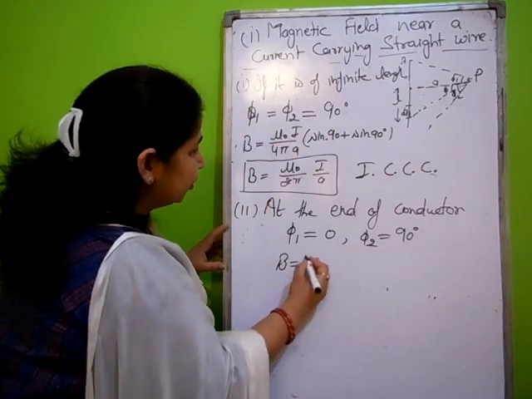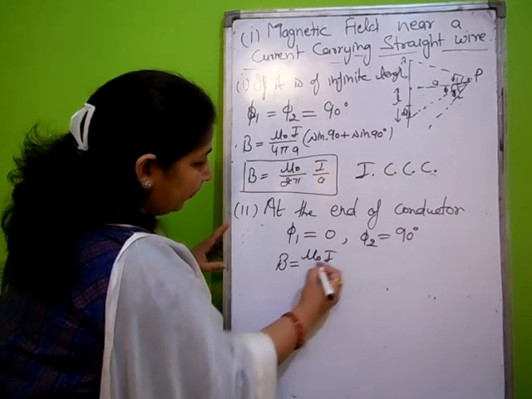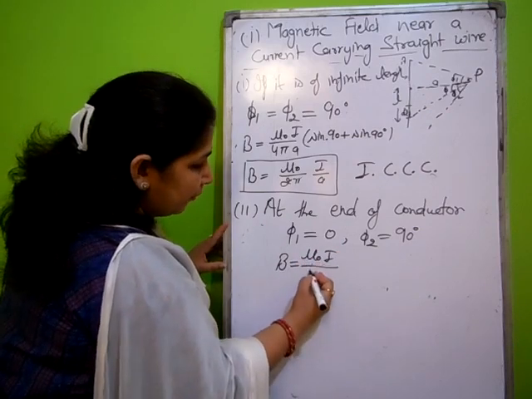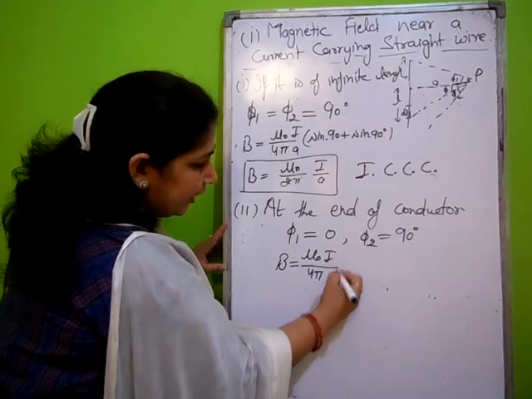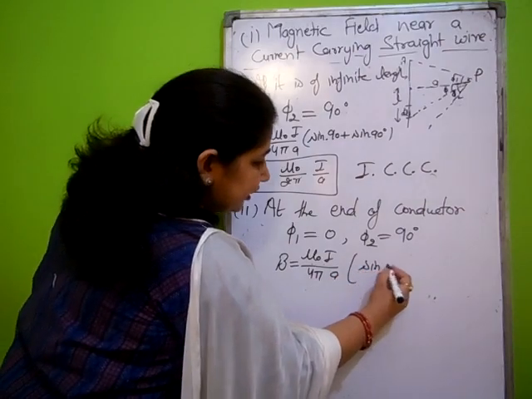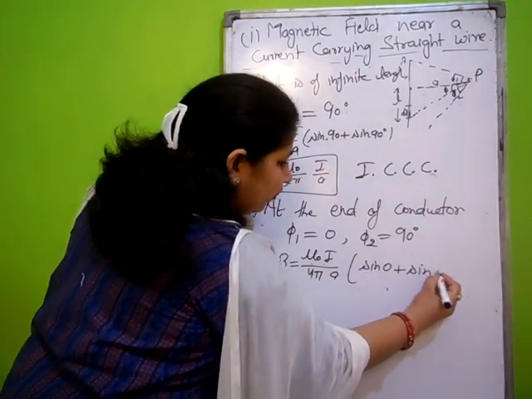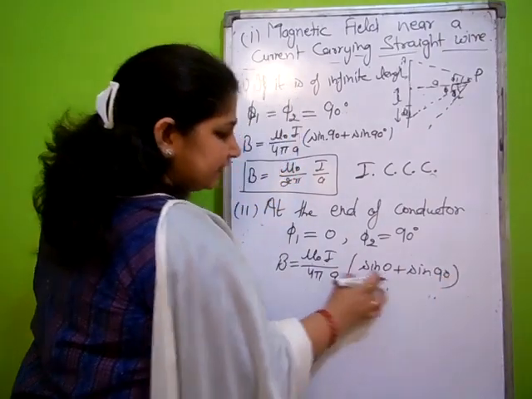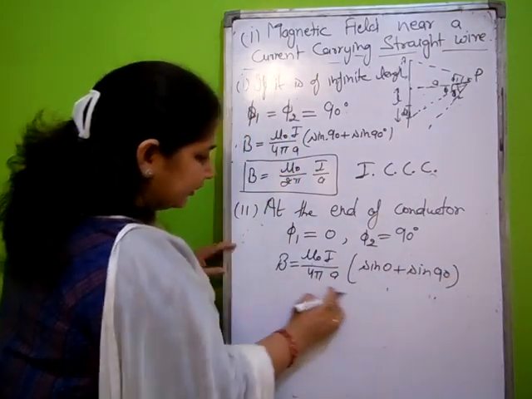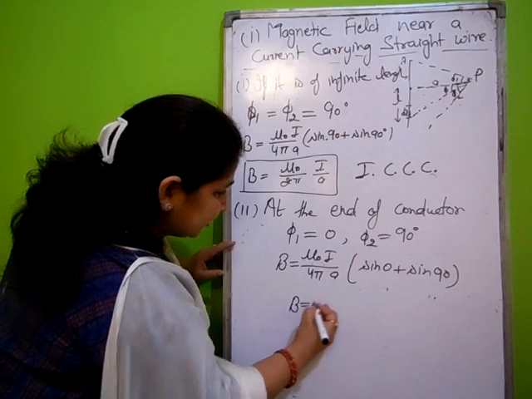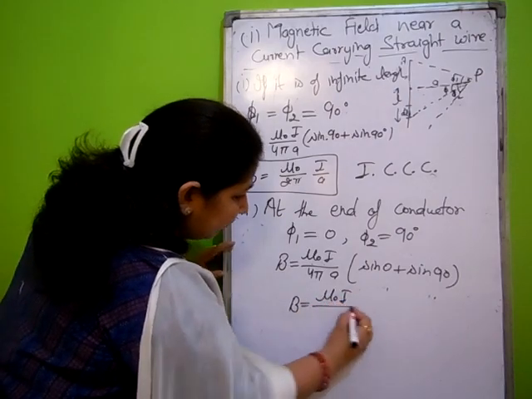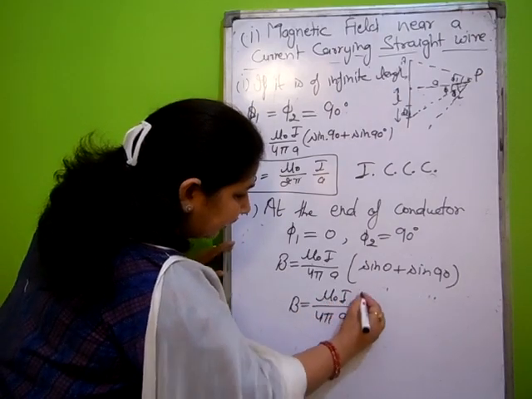We have B is equal to mu naught upon 4 pi, I upon A, and sine 0 plus sine 90. What do we have? Sine 0 is 0, sine 90 is 1. Then the final formula will be B is equal to mu naught I upon 4 pi A.